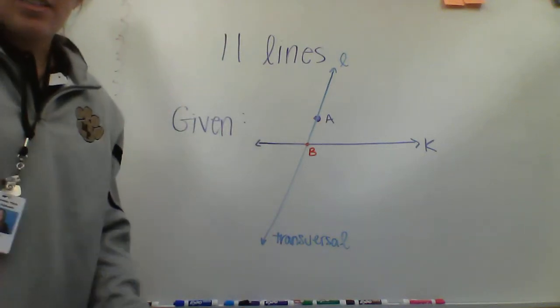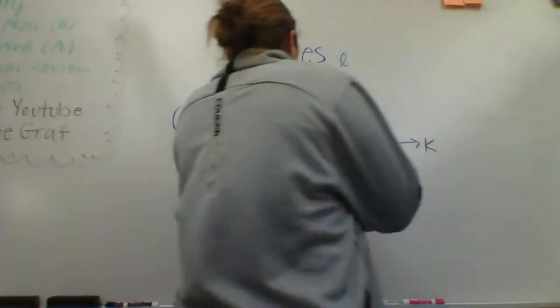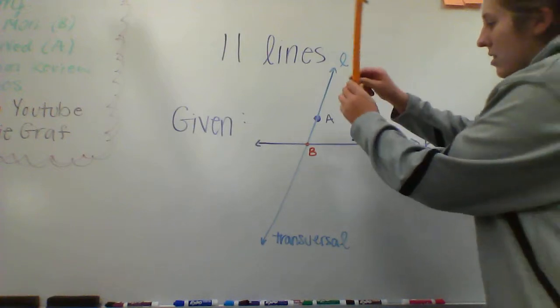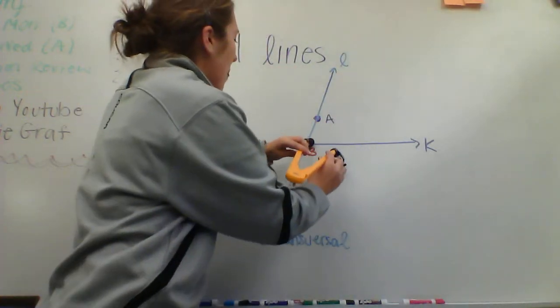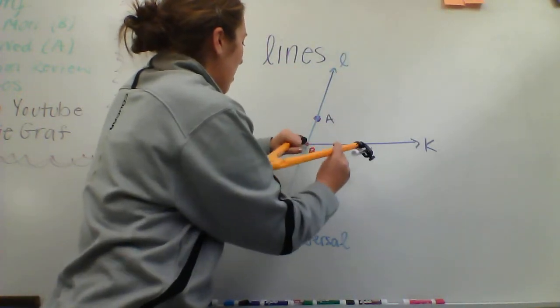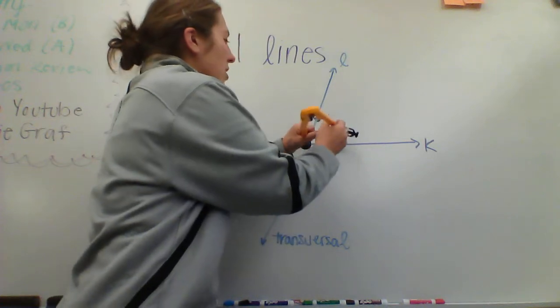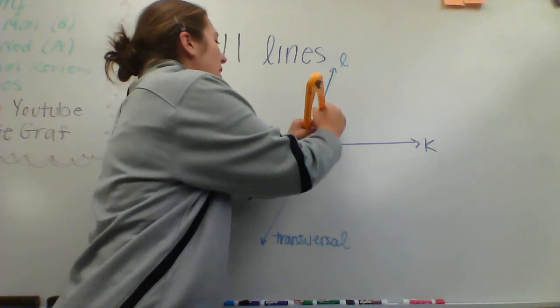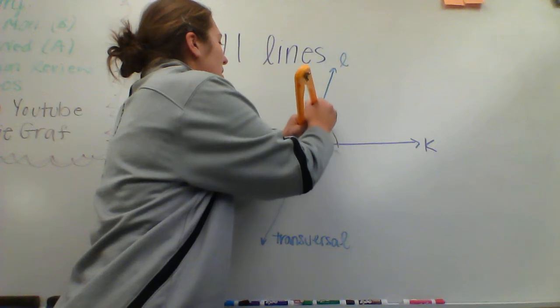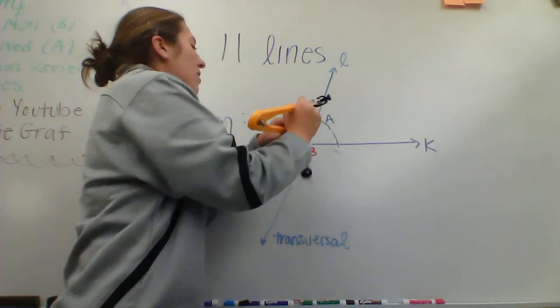Now, second step. I don't want to get in the way of you guys so you can see this, so I'll just stay here. Put your compass on B, and you're going to draw an arc of any size. I'm just going to put it through A. It doesn't have to go through A. So you're just going to put it on here and draw your arc. Freeze your compass.